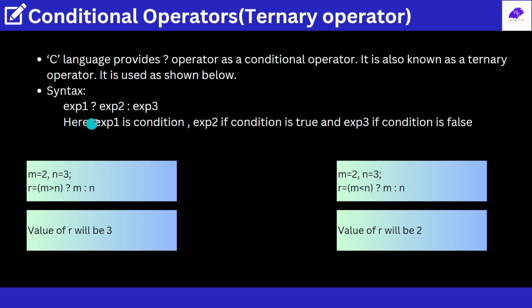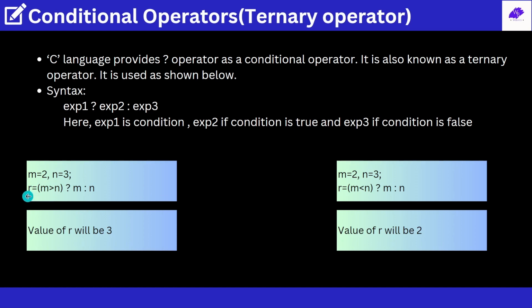Syntax is expression 1, that is our condition, and a question mark. If the condition is true, then expression 2 will be executed, and if expression 1, the condition, is false, then expression 3 will be executed. So here expression 1 is the condition, expression 2 runs if the condition is true, and expression 3 will be executed if the condition is false. So here m is equal to 2, n is equal to 3.